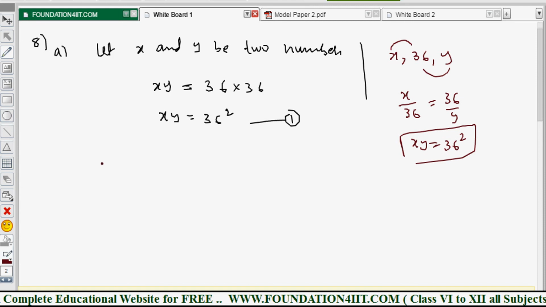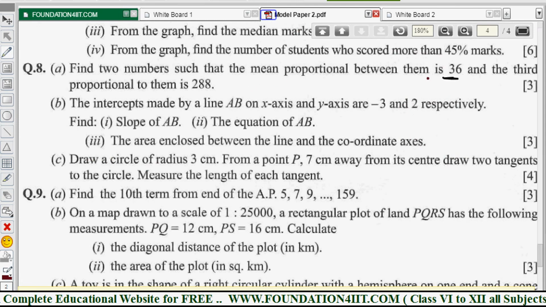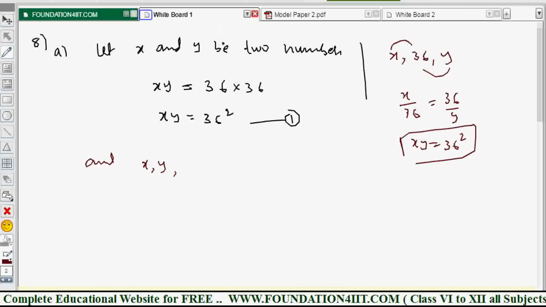That is the second statement: x comma y comma 288. The third proportional is 288, and x comma y are the two numbers. Observe the question: third proportional to them means third proportional to x and y is 288. Therefore x comma y comma 288 are in continued proportion. Here x comma 36 comma y are in continued proportion, and here x comma y comma 288 are in continued proportion.